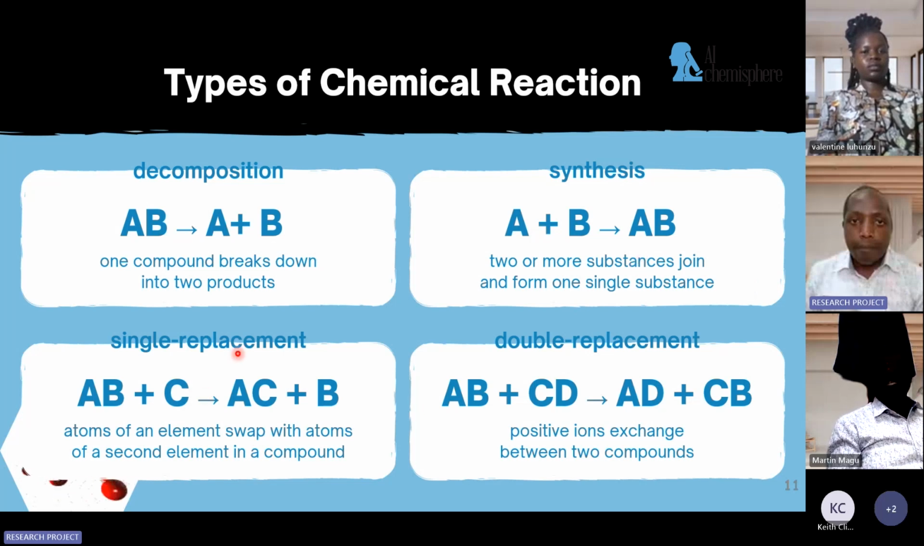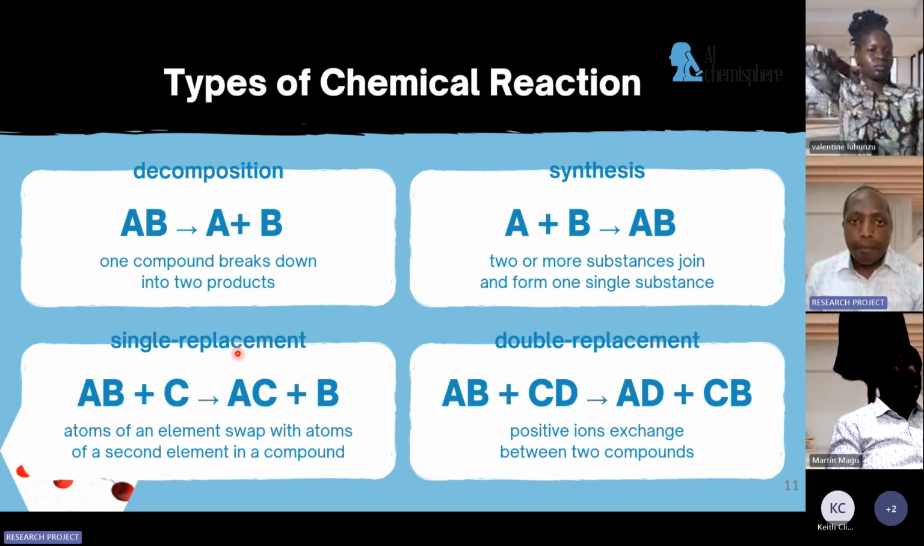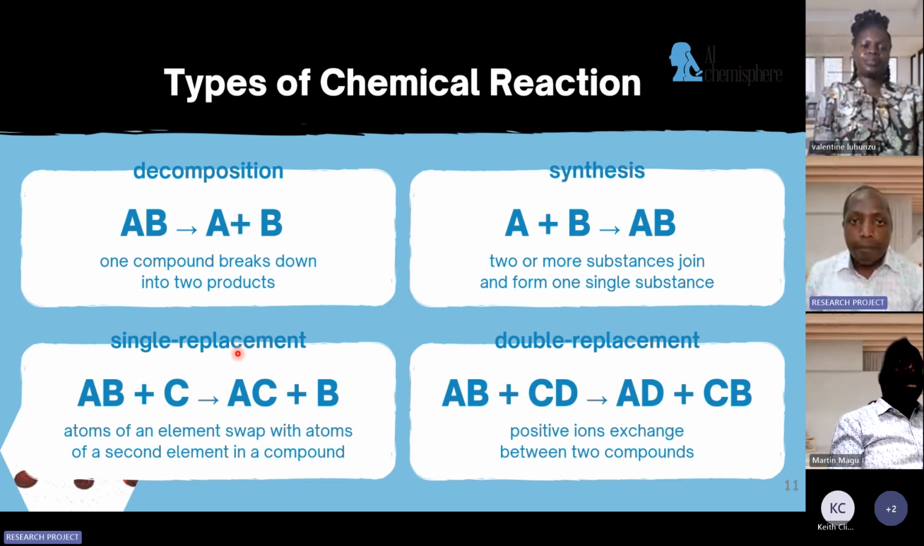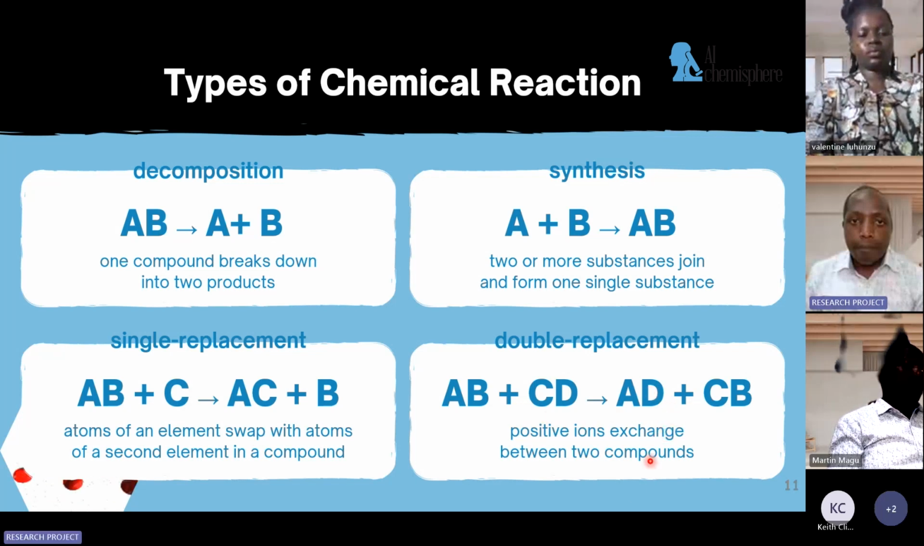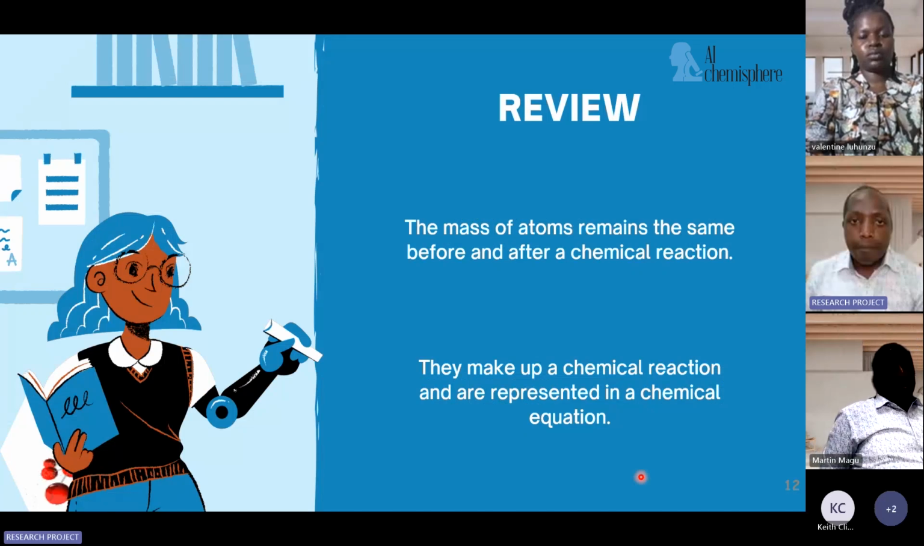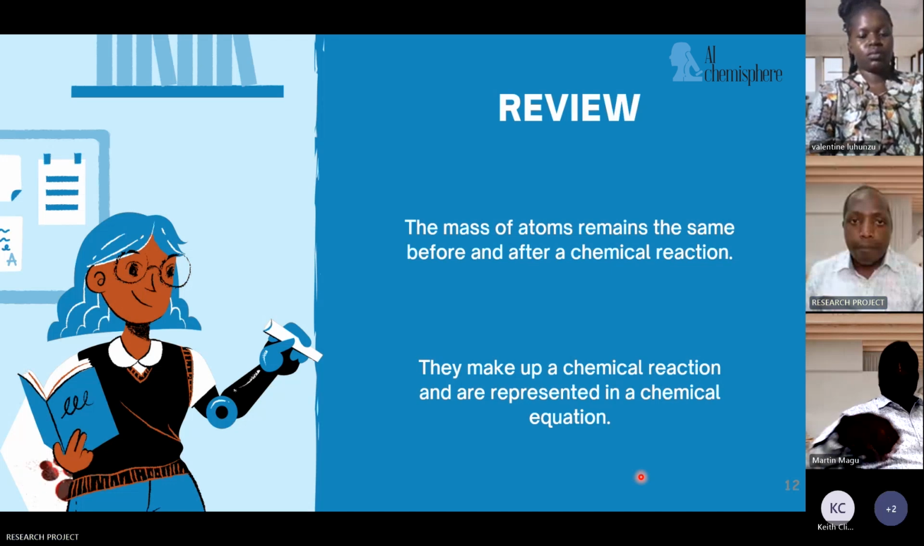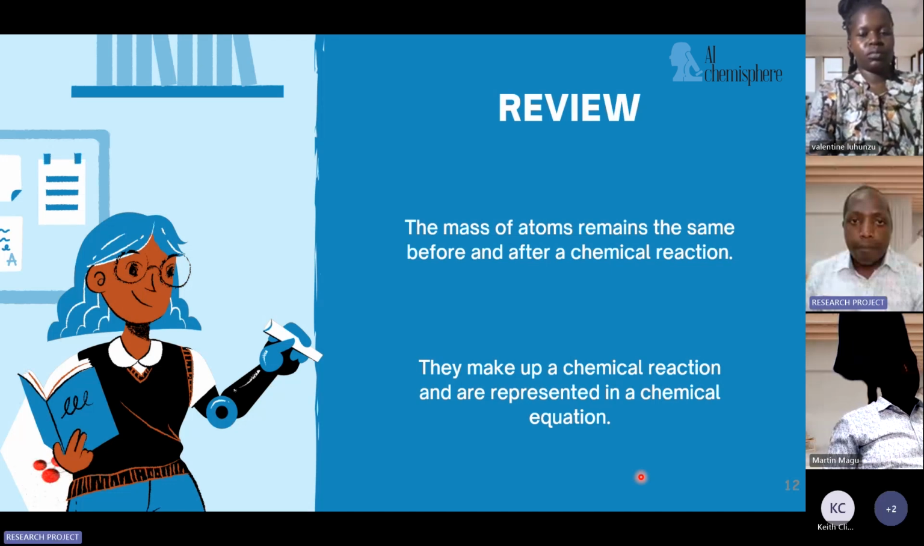We can also have single replacement, where AB plus C gives AC plus B, so the B is replaced with C, swapping positions in the compound. You can also have double replacement, AB plus CD giving AD plus CB, where two compounds form different compounds. All these make up a chemical reaction, and it can be expressed in the form of an equation.